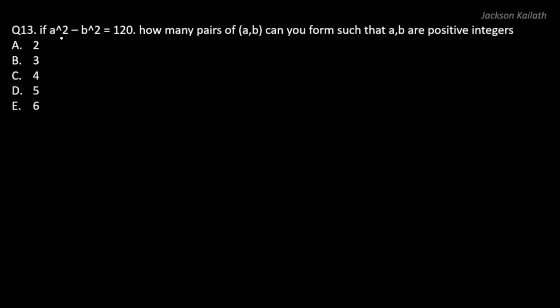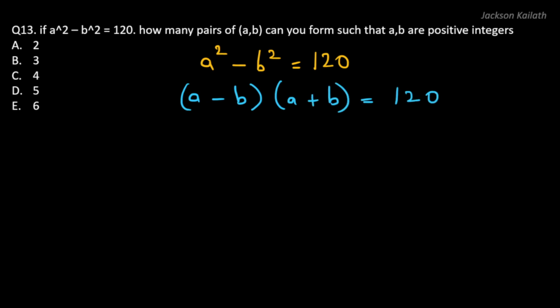As per the given statement, we know a square minus b square is equal to 120, and a square minus b square can be rewritten as a minus b into a plus b. So a minus b into a plus b is equal to 120. We need to find how many such possible pairs of a and b can be formed, given that a comma b are positive integers. So that's the question. Now let's get started.